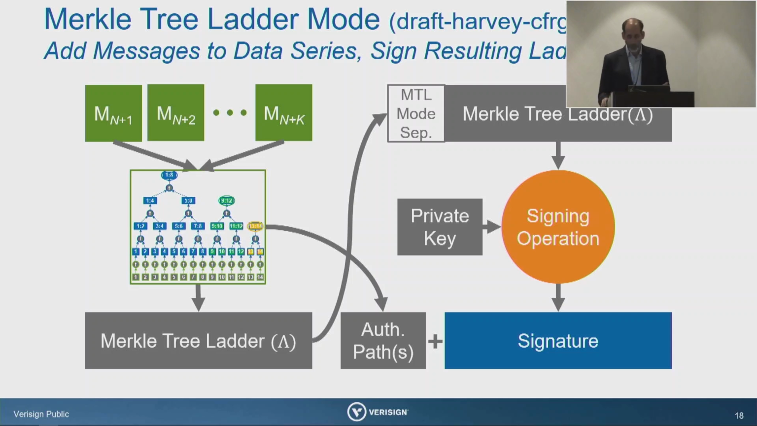That raises the question: what if you were using the same key pair for both signing Merkle tree ladders and signing hashes of messages or signing messages directly? There's a conflict, a potential for misinterpretation. Did I sign the actual message or its collection of messages, or was the Merkle tree ladder itself the message that I meant to sign? You need to disambiguate that, and we propose a Merkle tree ladder mode separator, shown in the prepending of the Merkle tree ladder itself.